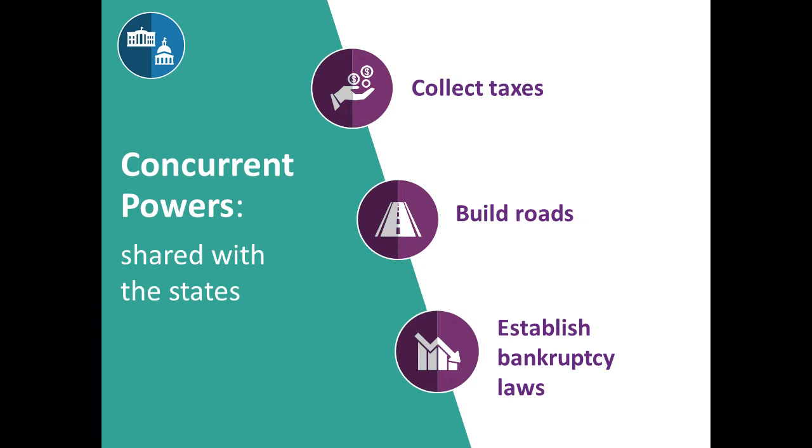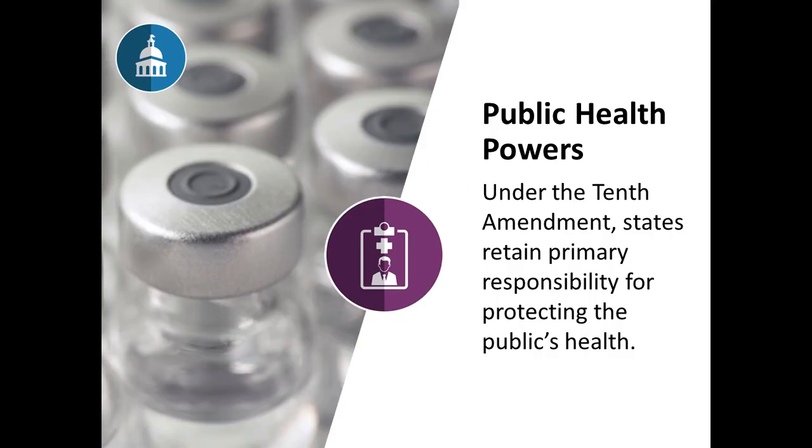The power to collect taxes is one of the federal government's enumerated powers. Thus, it is a good example of how enumerated powers can also be shared with the states. Under the 10th Amendment to the U.S. Constitution, states retain all of the powers not specifically delegated to the federal government.